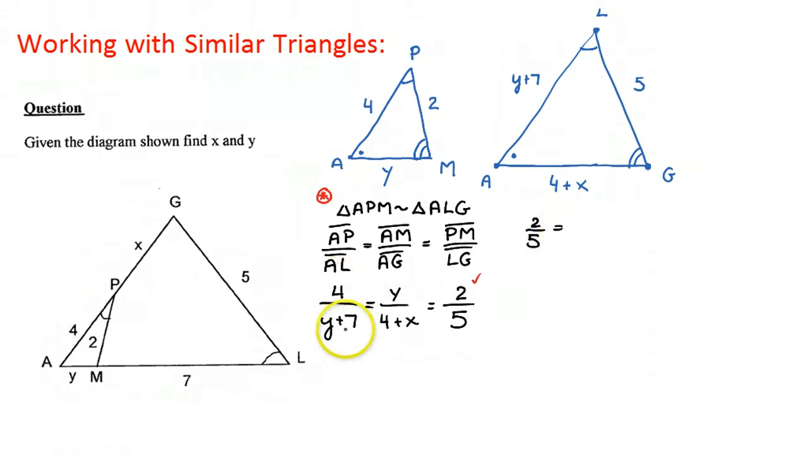And now I can either pick this first ratio, 4 over y plus 7, or this second ratio, y over 4 plus x. Notice this second ratio here, y over 4 plus x, has two unknowns. So if I do happen to write this, y over 4 plus x, I have one equation and two unknowns here, so I can't solve for x and y. So in fact, what I want to start with is this 4 over y plus 7. So now there's lots of ways to work through this algebraically. I'm going to take the reciprocal of both sides because I want the y plus 7 in the numerator.